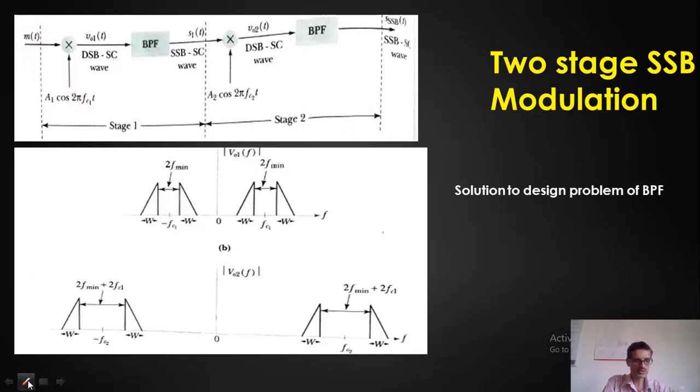So this is actually shown in this representation over here. That is a double sideband suppressed carrier signal shown here. Now what is the separation between the two sidebands? This is again 2f minimum only. There is no advantage over here, right?